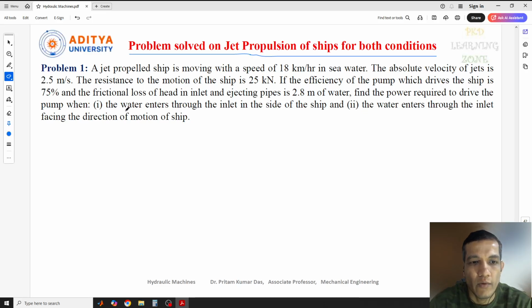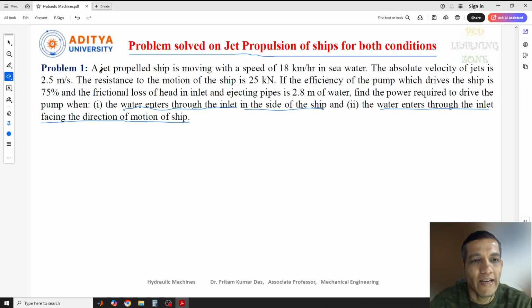The first one is the water enters through the inlet in the side of the ship. The second condition is the water enters through the inlet facing the direction of motion of the ship. That means in the direction in which the ship is moving, through this point the water is entering the ship. Previously we have solved some problems, but at that time we took only individual conditions. So here I have taken two different conditions in the same problem.